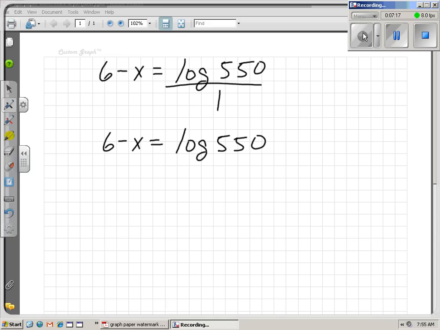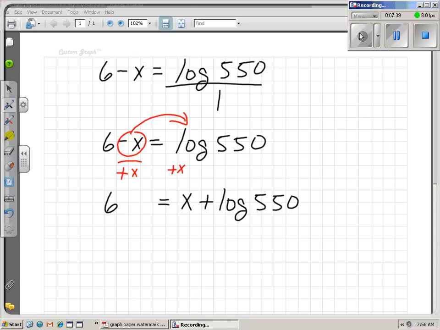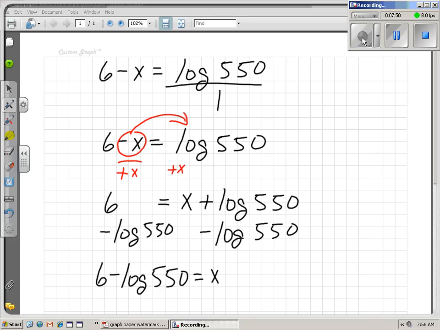Now at this point, I see this negative x right here. And what I'm going to do is, technically, I'm going to add x to both sides. I don't like negative x's. I want to make it positive. So I'm going to add x to both sides. Or another way to think about it is I'm just going to take this negative x and move it to the other side. And when I move it to the other side of the equal sign, it becomes positive. So I have this now, 6 equals x plus log 550. I want to get the x alone, so I'm just going to subtract that log 550 from both sides. So I get x, my exponent, needs to be 6 minus log 550. All right, that's my exact answer.